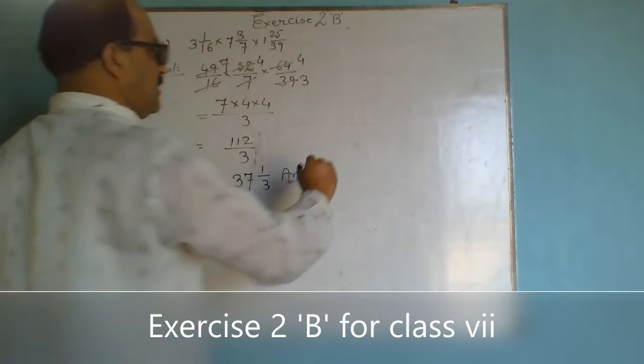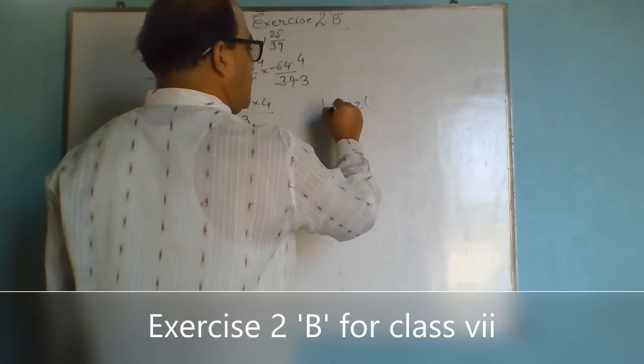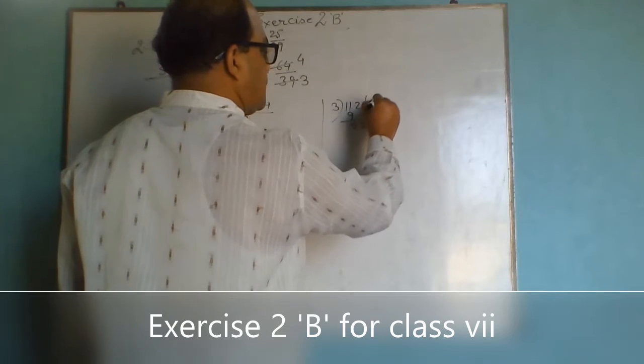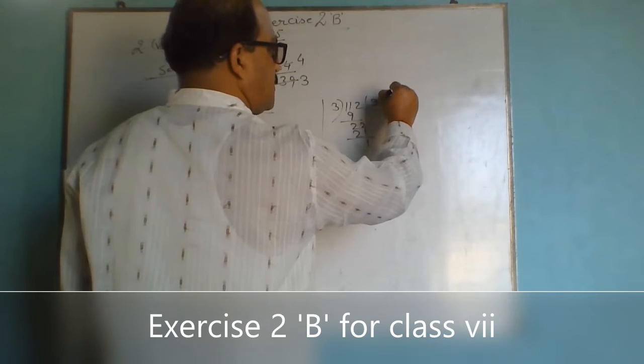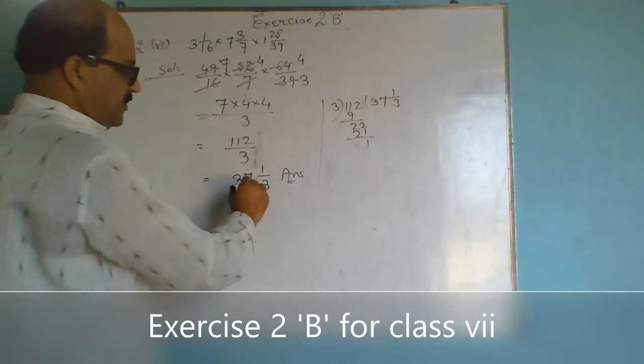Make it in rough. Whether your answer is right or wrong, you will check. 3 threes are 9, left here 2, 3 sevens are 21 and 1 is left over. So 37 whole 1 by 3. This is the process, and here you will write the answer.